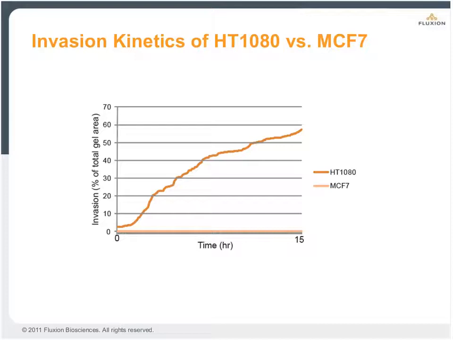Shown here is the measurement of cell invasiveness over time from the previous panels, where the dark orange line shows the amount of gel occupied by the HT1080 cells, which we saw in the previous slide, and the light orange shows the comparative cell line, MCF7, which cannot invade the matrix, and that's the line that goes along the x-axis.